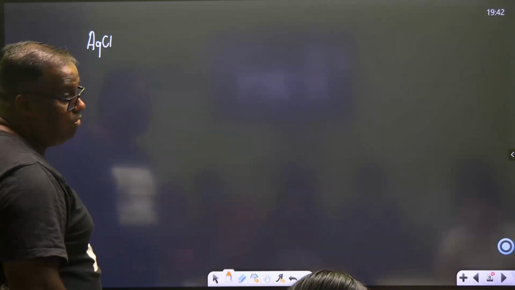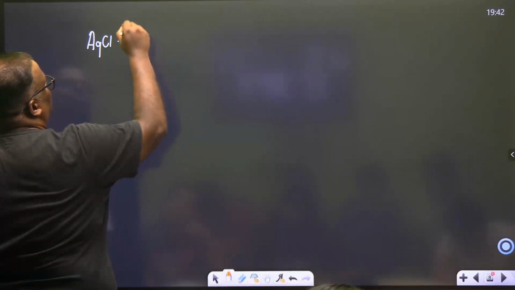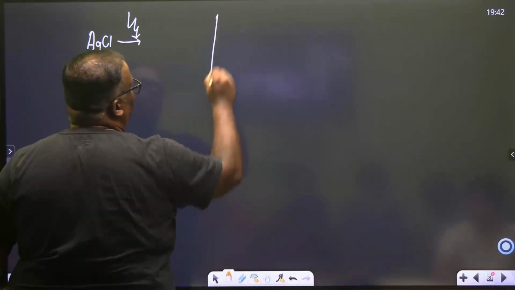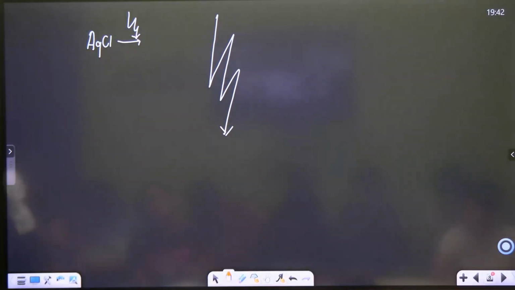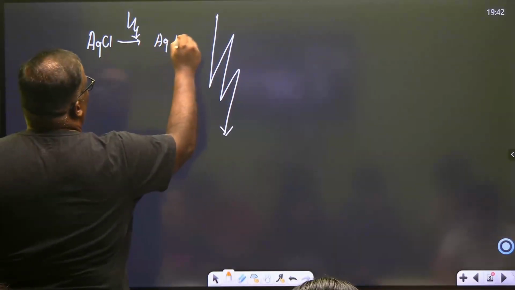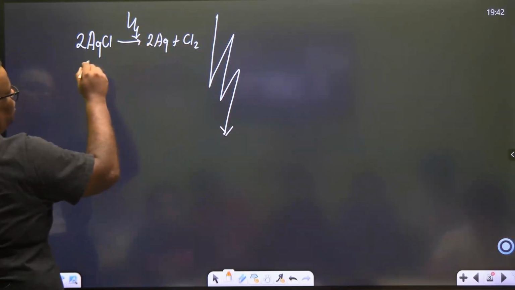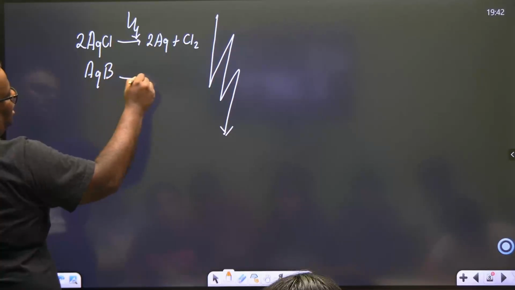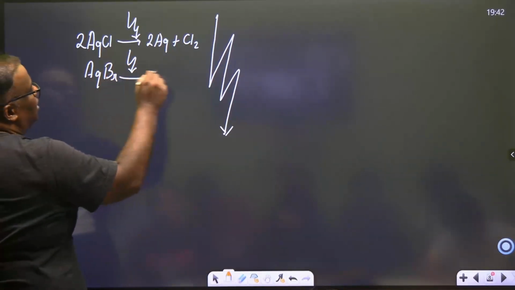Then we see some photodecomposition. We have silver chloride, AgCl. Silver is +1. So photodecomposition is shown in this manner. Sunlight. This is called sunlight. You should write sunlight. Ag plus Cl2, so make it 2, 2. Similarly, you will see for silver bromide also. In earlier days of photography, we used to use this equation. Silver bromide will give you bromine.